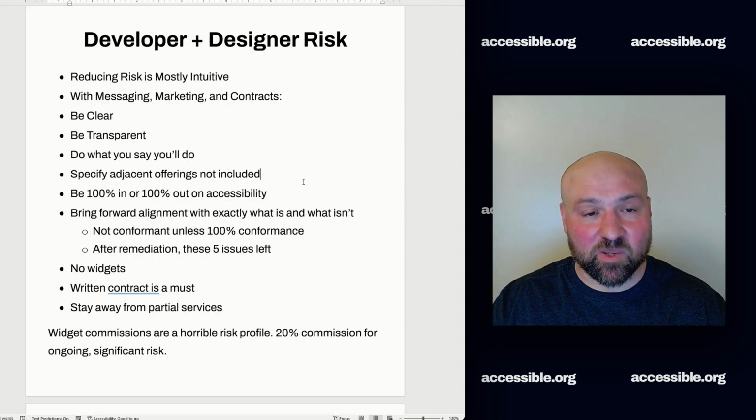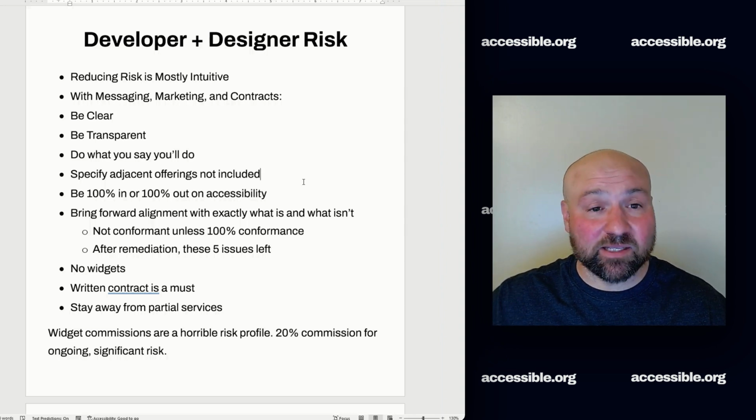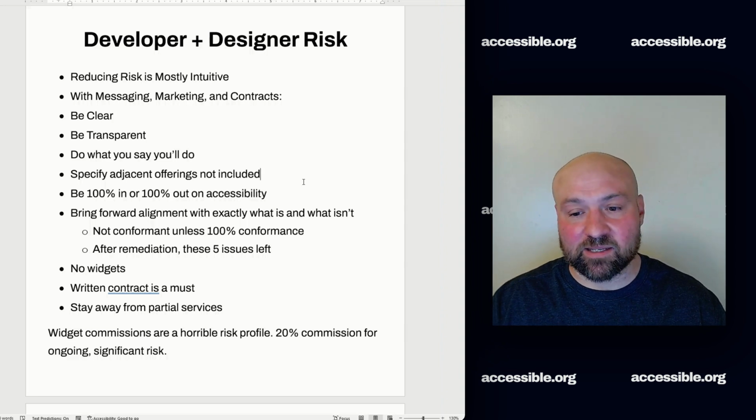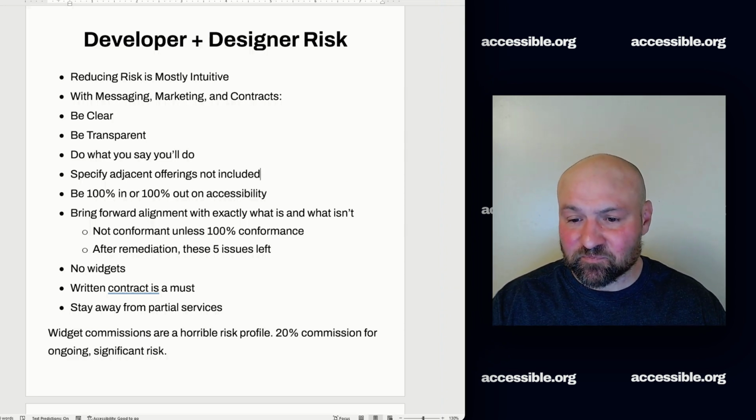So that's a theme here in reducing your risk. And it's very intuitive and common sense if you think about it. It basically comes down to just being ethical and honest about what the client is getting. If you do this, you're going to greatly reduce your risk.